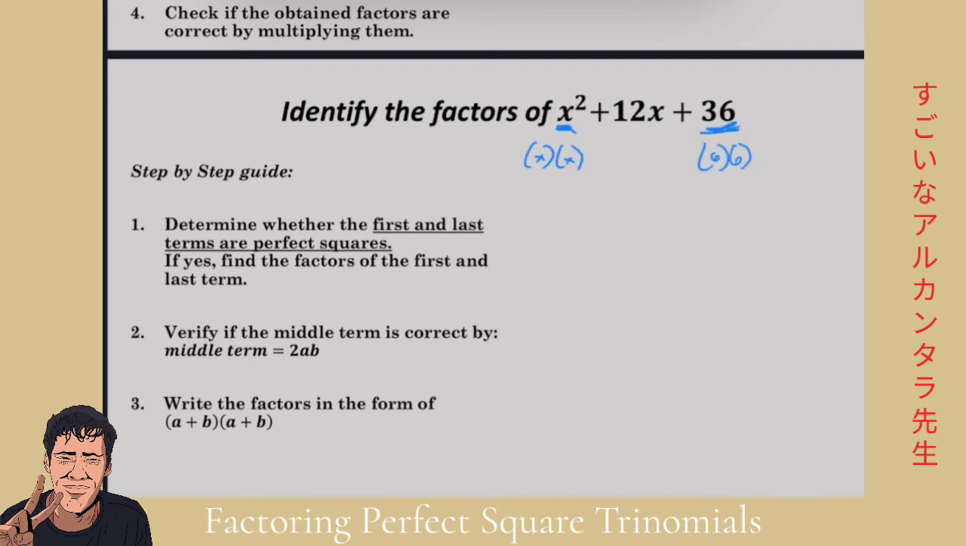To continue, middle term, 2ab. Again, for the middle term, just choose 1 each. So 2 times x times 6, that will give you 12x. So therefore, it's correct. We can proceed to factoring or step 3. So this will give us the quantity x plus 6 times the quantity x plus 6 also. And we can also write this as the quantity x plus 6 raised to the power of 2.